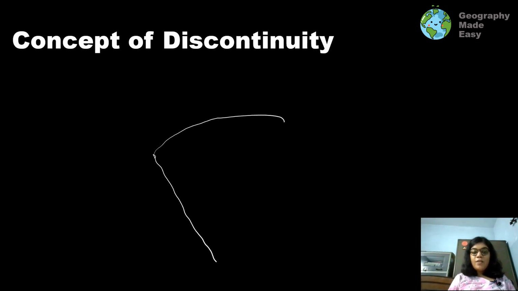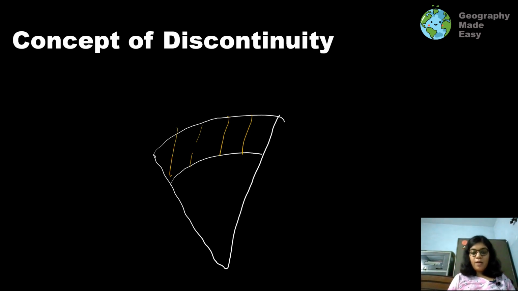So we have talked a little bit about discontinuity, as I've already said in my previous video. There are different kinds of material which form the Earth's crust and the Earth's interior. They have different material densities. So we have these transition zones between one layer and the other layer. Say, this is one layer and this is my other layer. So we have this transition zone.